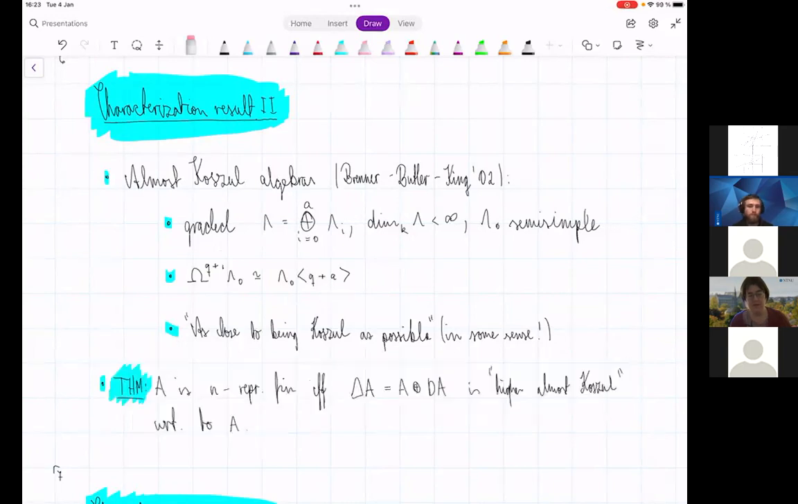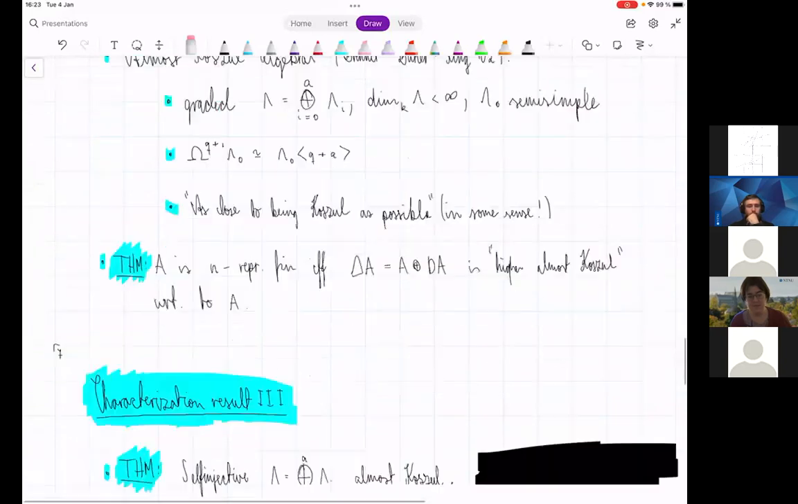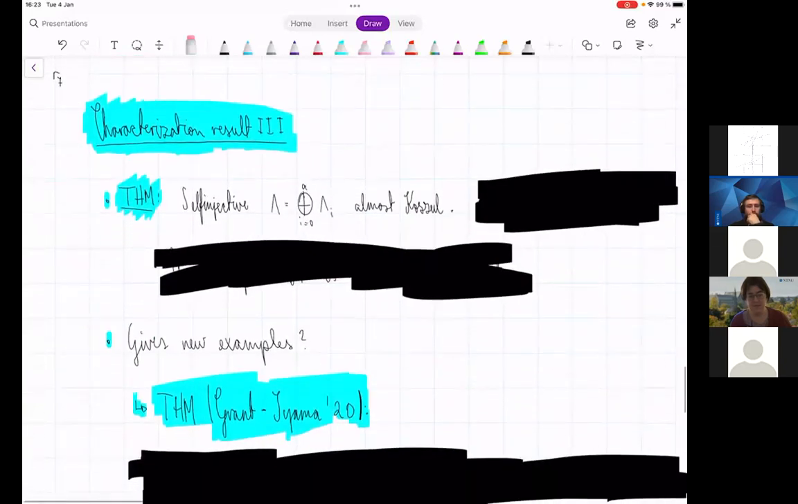Given this, if we generalize to the notion of higher almost Koszulity, then you get corresponding results for n-representation finite algebras, given in terms of the trivial extension. One thing that's maybe interesting here is that this last result and the one I'm going to present now are special cases of a more general result in the arXiv preprint. But this special case seems like it might give new examples of n-representation finite algebras from old ones.